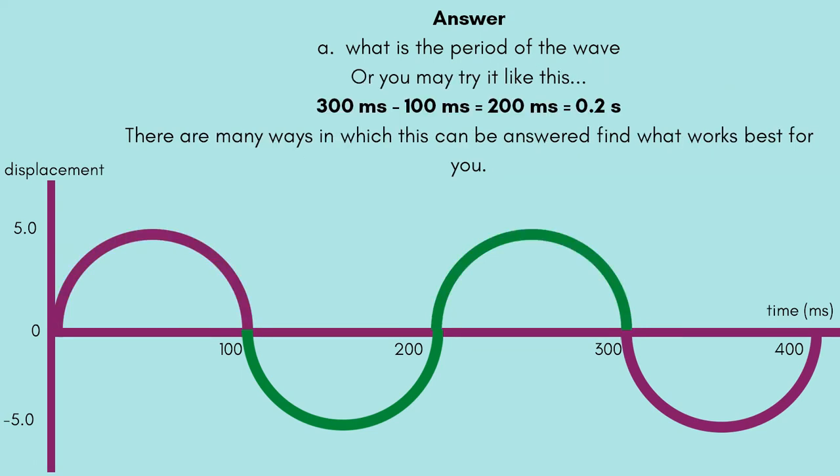Or you may try it like this, where you find the trough and you find the crest, and you're not starting from the 0 position, you're now starting somewhere in between. If you want the actual value, you would have to subtract the smaller number from the larger number. In this case, we have 300 milliseconds minus 100 milliseconds to give us 200 milliseconds. And then writing it in SI units, we have 0.2 seconds. Now, there are many ways in which this can be answered. Just find what works best for you.